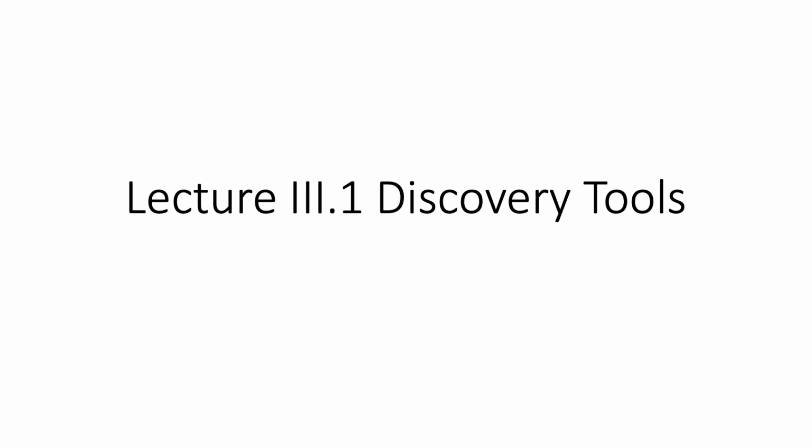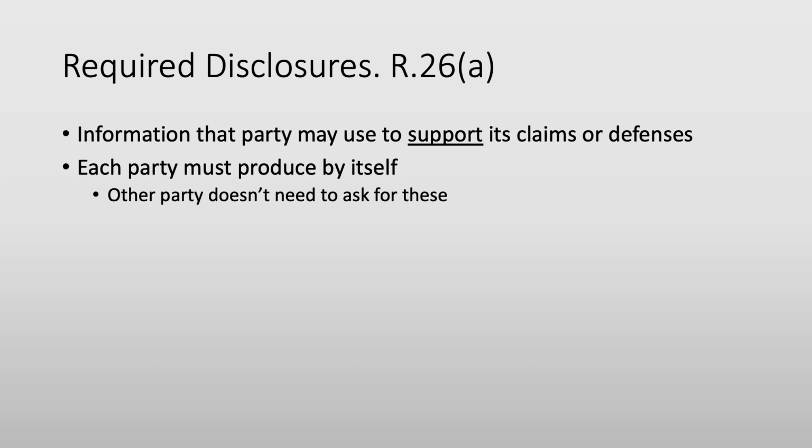In this lecture, I'm just going to discuss real briefly what the main uses are for the primary tools that people use in discovery. So I guess this is kind of a tool that people use in discovery: the required disclosures under Rule 26(a). This includes information that either party is going to use or thinks it might use to support its claims or defenses. You have to produce these without being asked, and usually towards the beginning of the discovery period.